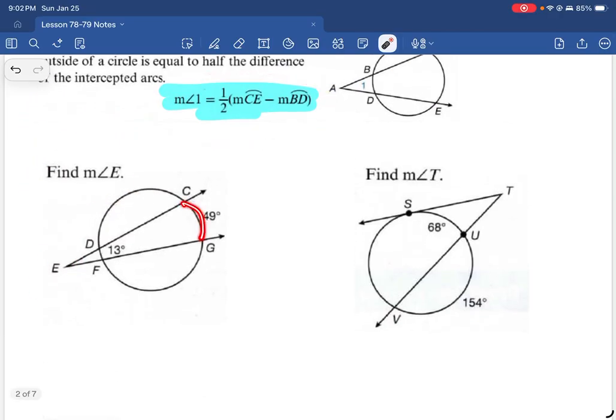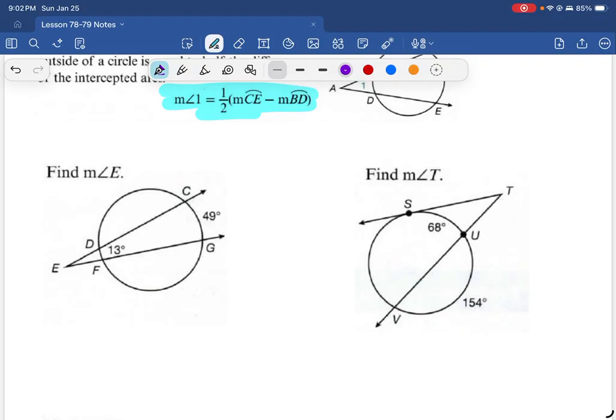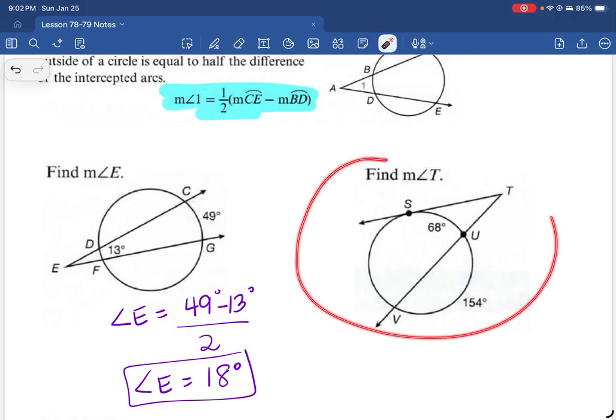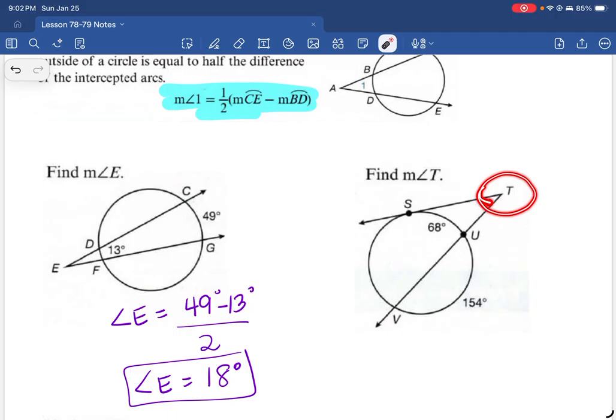All right, so we needed this arc right here in order to fill in the formula. We know that this arc is 110 degrees, so 360 minus 110 is equal to 250. Then we can find angle Q by taking 250 degrees minus 110 divided by 2, and angle Q equals 70 degrees. Not bad, right? Super easy.